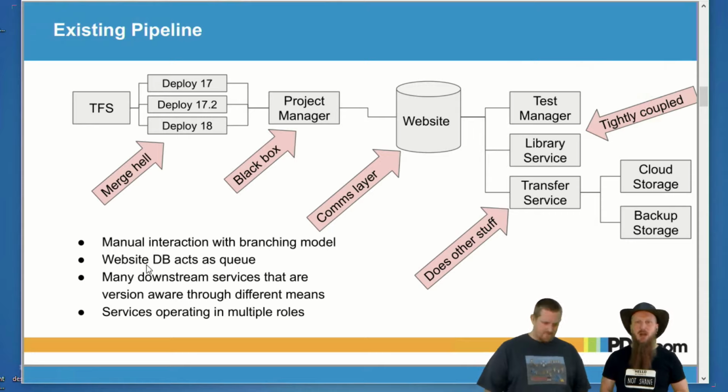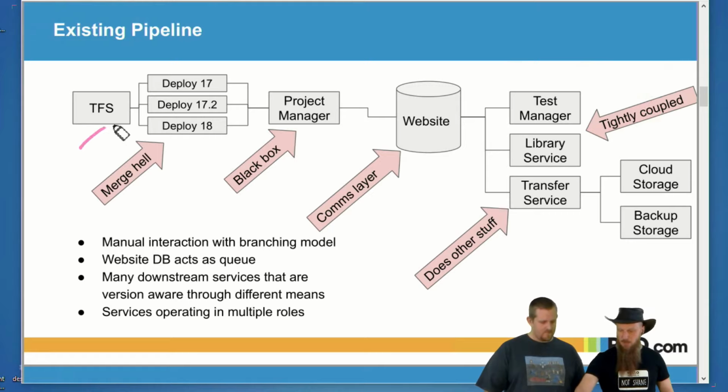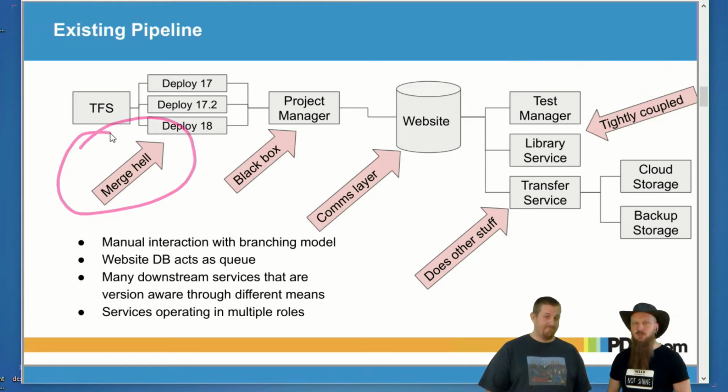So we did that analysis, and we came up with the problem areas. Here you can see our existing pipeline, and what you'll see is that we had this merge hell at the first part. We were trying to move changes back and forth between these branches in order to maintain all of these different releases. We're going to talk about that a little more in just a moment. Then we went into the big black box of Project Manager, which would compile and build our products, and it would store some of that build information into a database. So that database was acting as a communication layer.